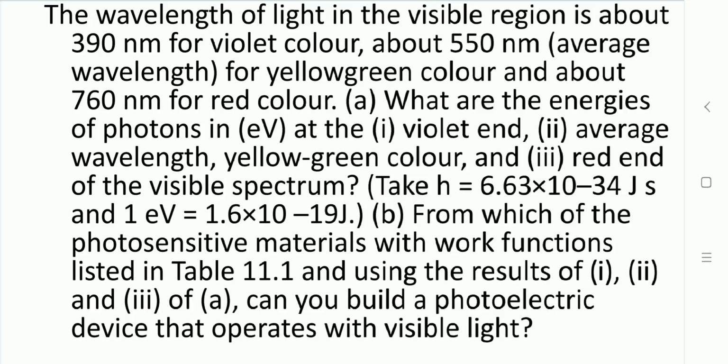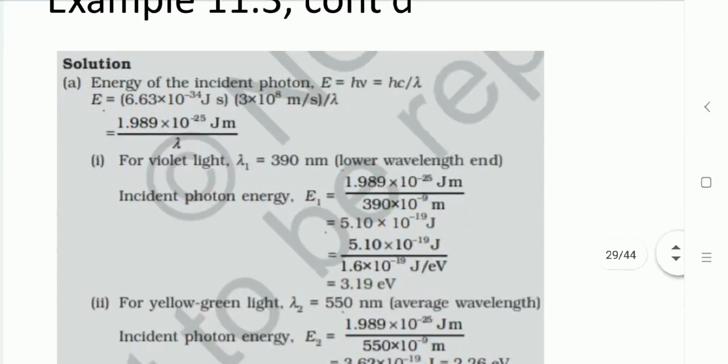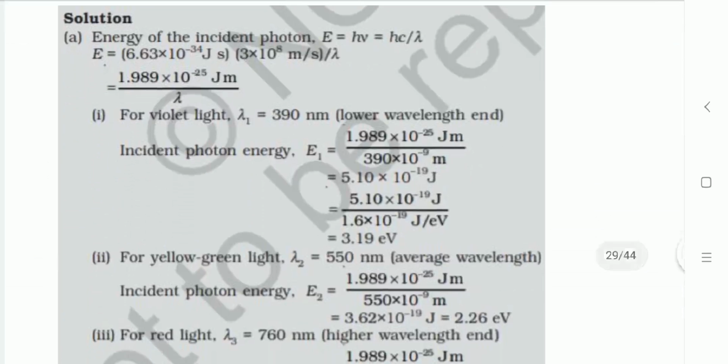For that, first, from question A, we need to determine the energy of all these three colors. We have the energy equation E = hν and ν = c/λ. Here the wavelength of each light signal has been given. So let us rewrite that energy equation as E = hc/λ. h is already given, c we know is 3 × 10^8 meter per second. By substituting these values, we have E equal to 1.989 × 10^-25 joule meter per λ.